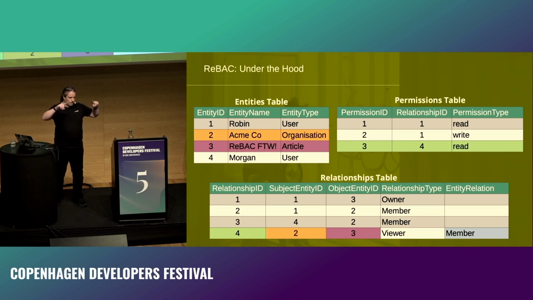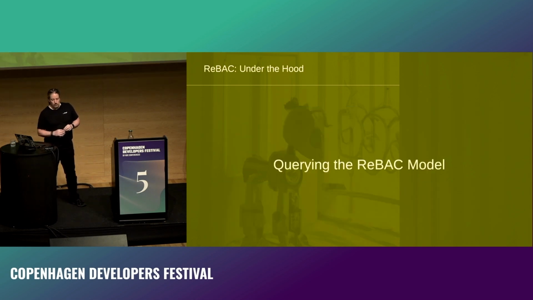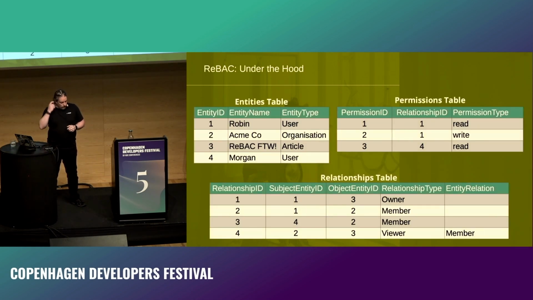So now we can do those complicated SQL queries and pull all of that together and say things like, who has read access of this article? So in fact, let's do that and step backwards. This is the data we have. So how would we work out who has write access, for example?